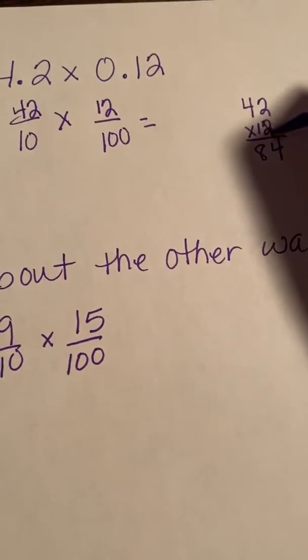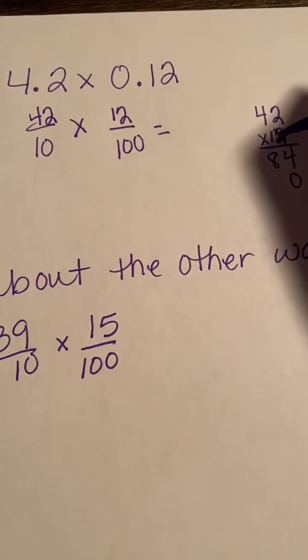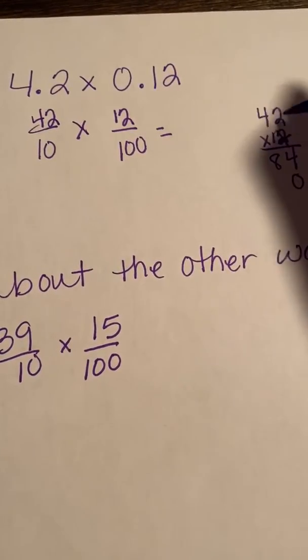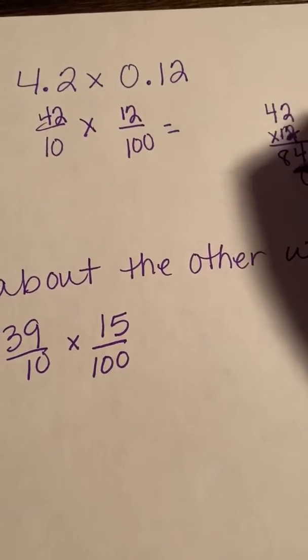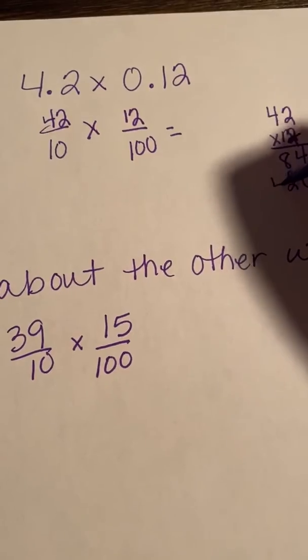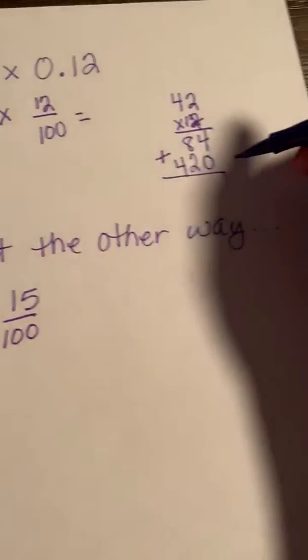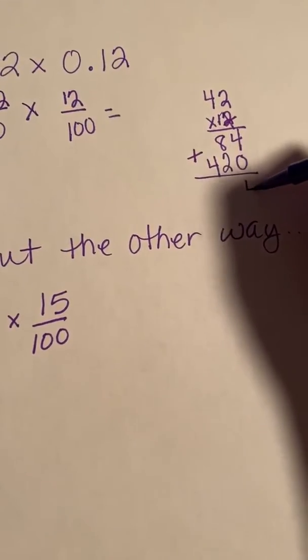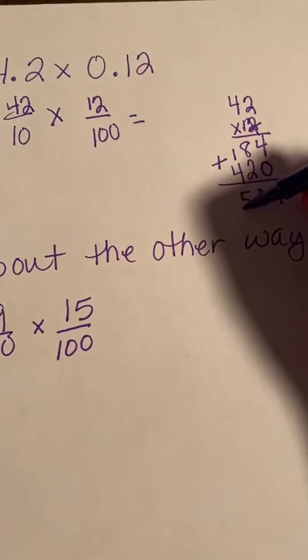I've already done one place value, so I'm going to go up and over. Put my 0 because I'm done with the ones. I'm not doing 1 times 42, I'm doing 10 times 42. 1 times 2 is 2. 1 times 4 is 4. Add them together for my partial products. 4 plus 0 is 4. 8, 9, 10. 4 and 1 is 5.